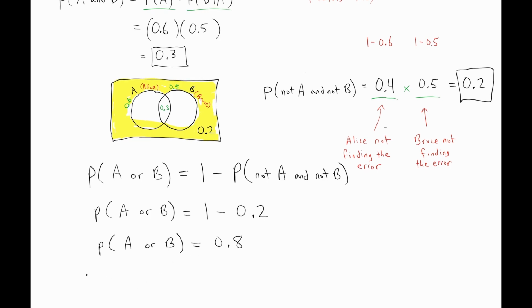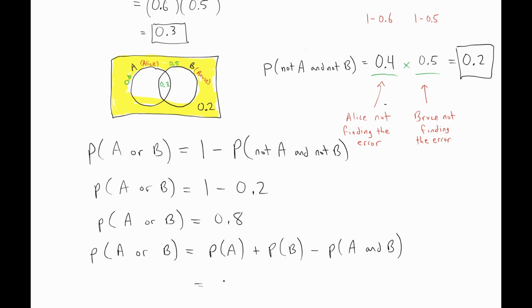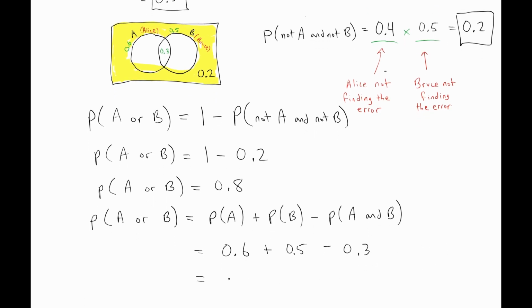Another way of finding it would have been to use the OR formula, which would have been the probability of A plus the probability of B minus the probability of A and B. We certainly have all those things. You do 0.6 plus 0.5 minus 0.3. That would also get us to 0.8.